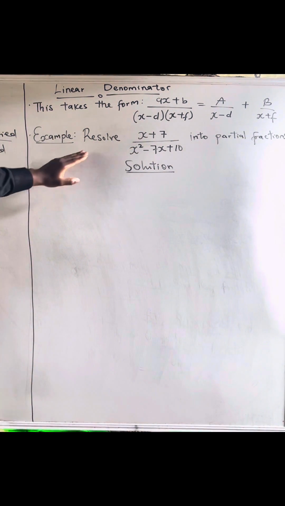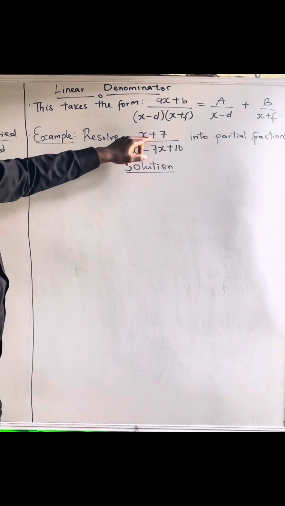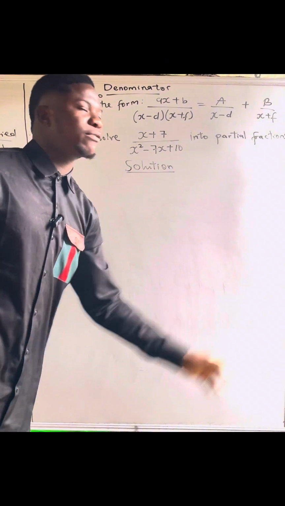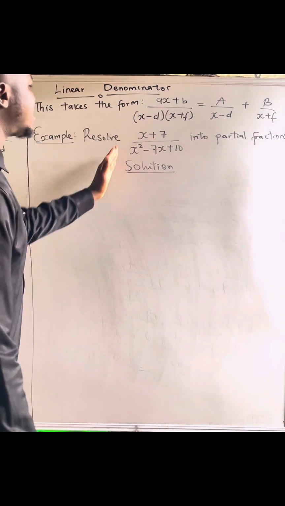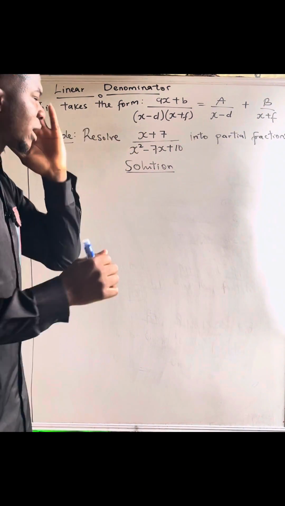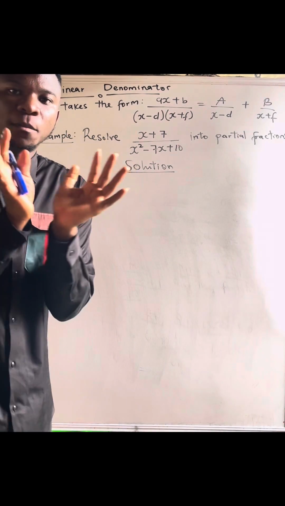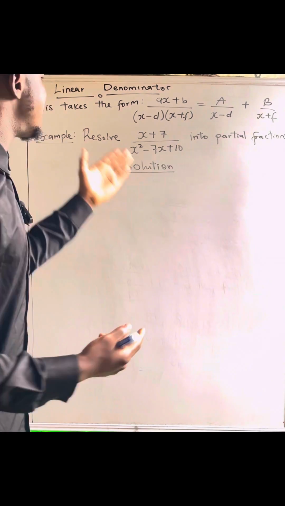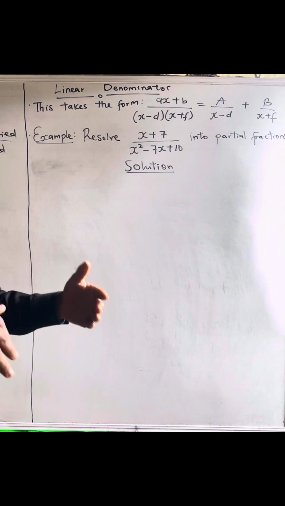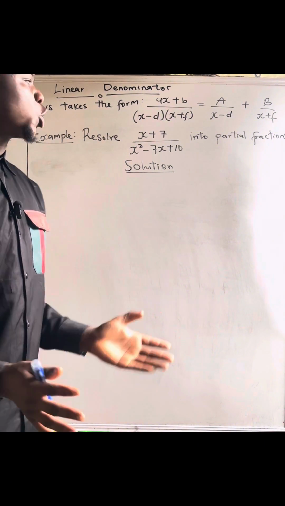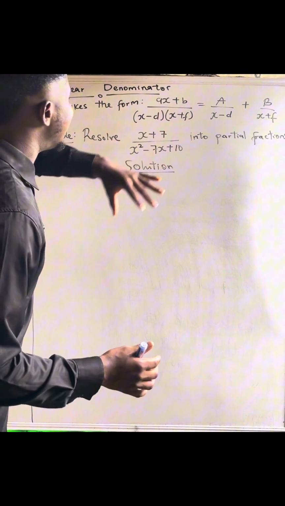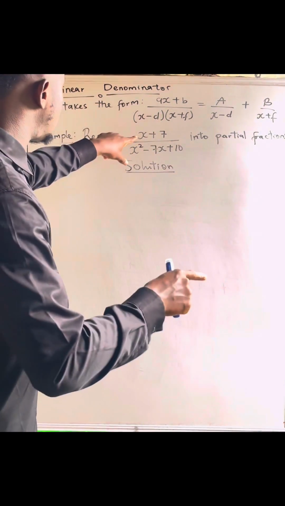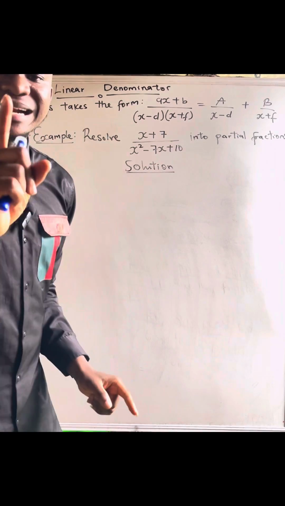The example we have here is: resolve x plus 7 over x squared minus 7x plus 10 into partial fractions. Before I attempt this question, I will firstly check which form of partial fraction it is taking. Is it taking the linear denominator form? Is it taking the improper fraction? You will see that this particular question is taking the linear denominator form. Someone will ask me, how is this question taking this form? The reason why is this.